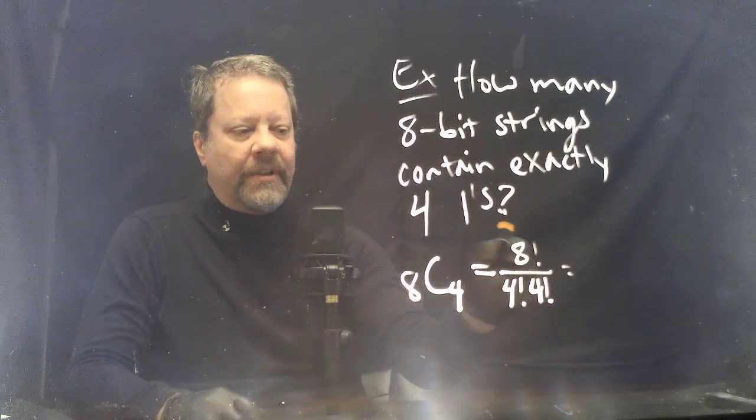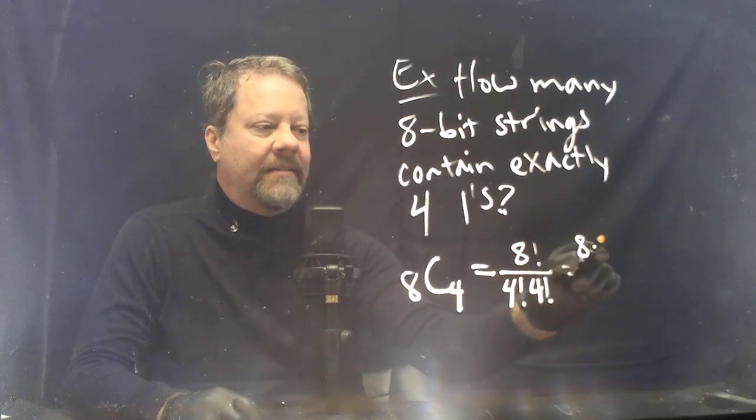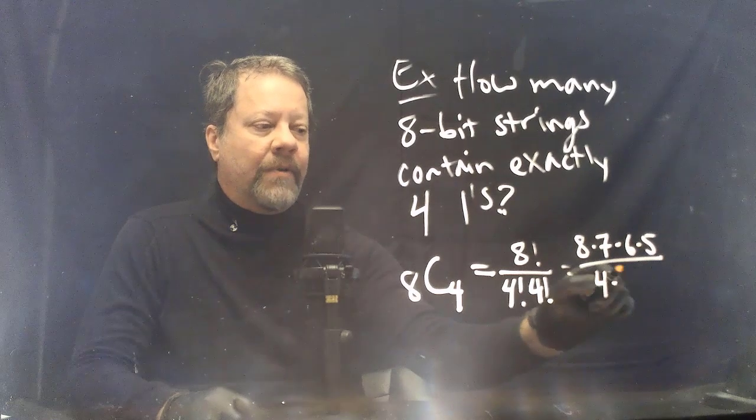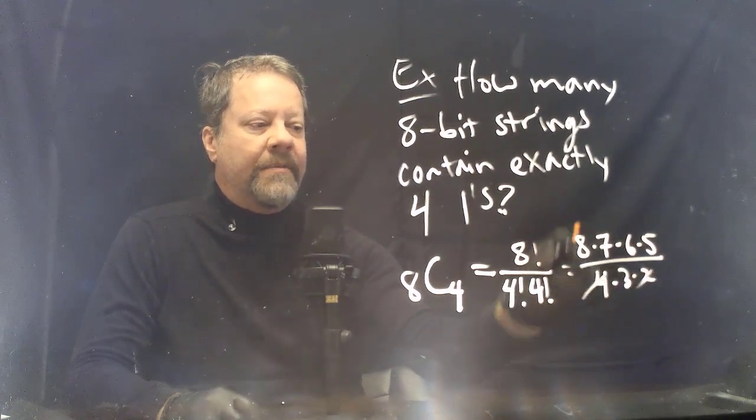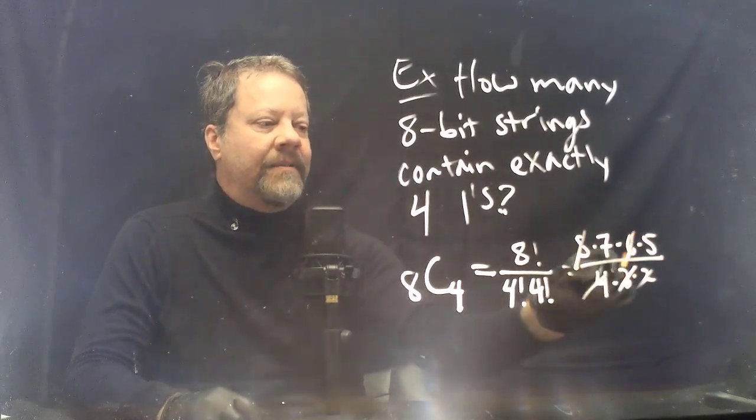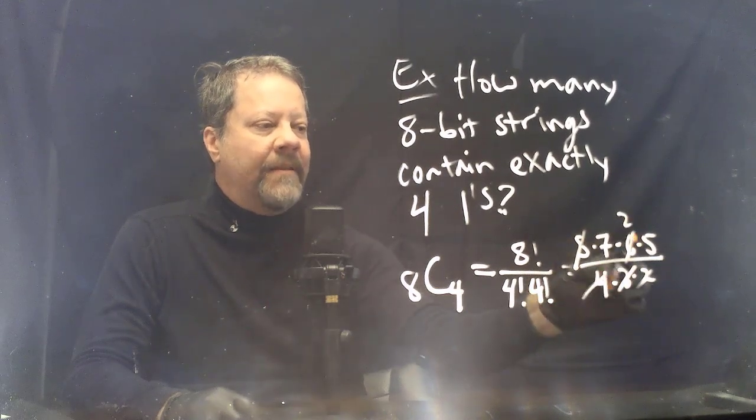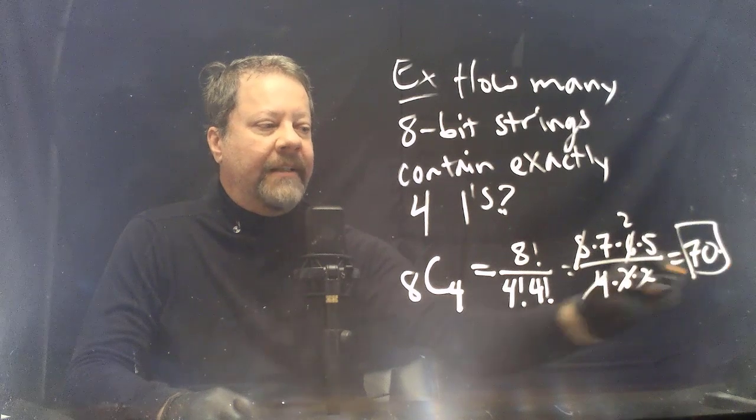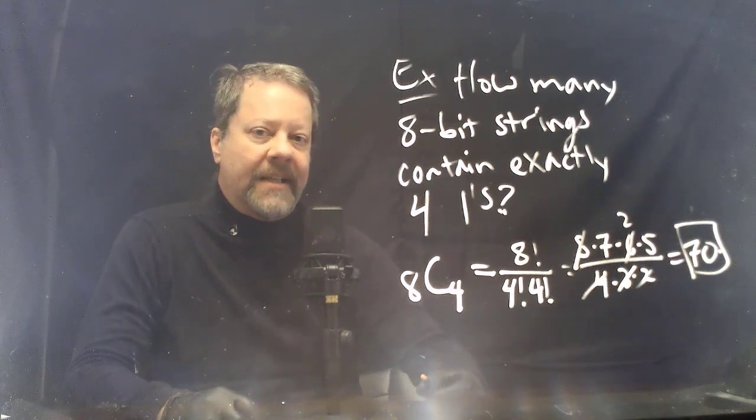8 factorial divided by 4 factorial is 8 times 7 times 6 times 5, and 4 factorial is 4 times 3 times 2. 2 times 4 is 8, 3 goes into 6 twice. So it looks like you have 10 times 7, or there's 70 different 8-bit strings that have exactly 4 ones.